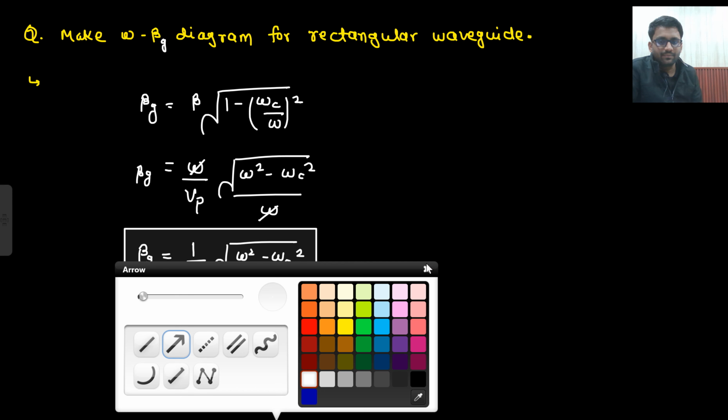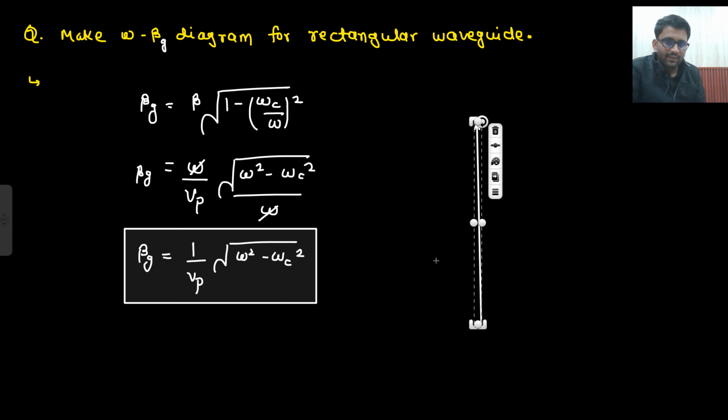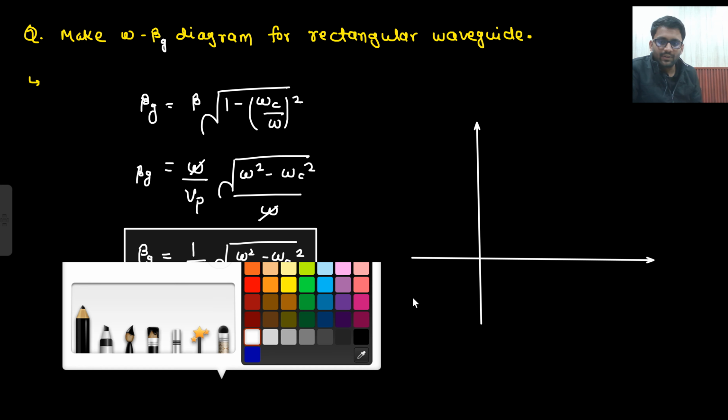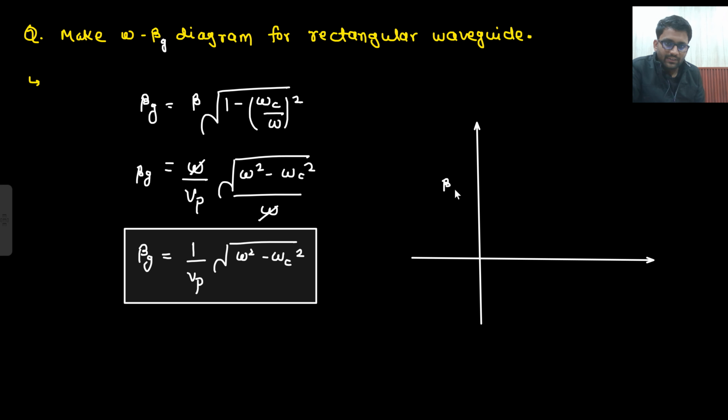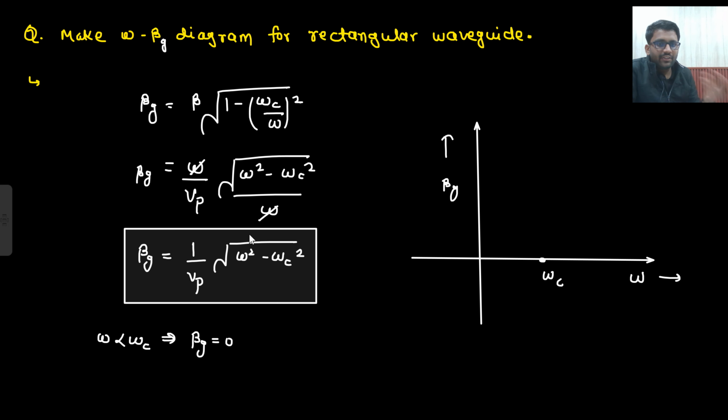Now you need to draw the graph. I can draw the graph now: beta G versus omega. Before omega equals omega C, beta G will be 0, because there will be no propagation. If there is no propagation, that means beta is 0. So for omega less than omega C, beta G will be 0, because this value will be imaginary, which is not possible. Now for omega greater than omega C, this will be the relation.